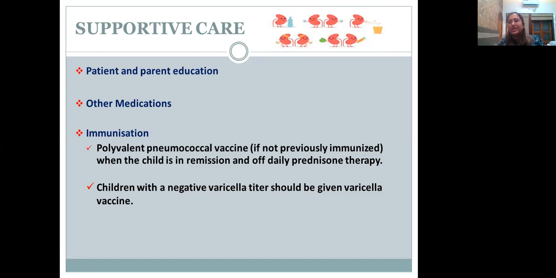And other medications, for example, steroid-induced gastritis is quite common. Steroid-induced hypertension is quite common. So as a result of which, antihypertensives or ranitidine and all those other medications have to be told to them. Then immunization. So immunization, because we are therapeutically suppressing the immunity of the child, and as a result of which the child is going to be extremely prone to pneumococcal infections and Hib meningitis, and therefore polyvalent pneumococcal vaccine, if not previously immunized, when the child is in remission and off daily prednisone therapy.